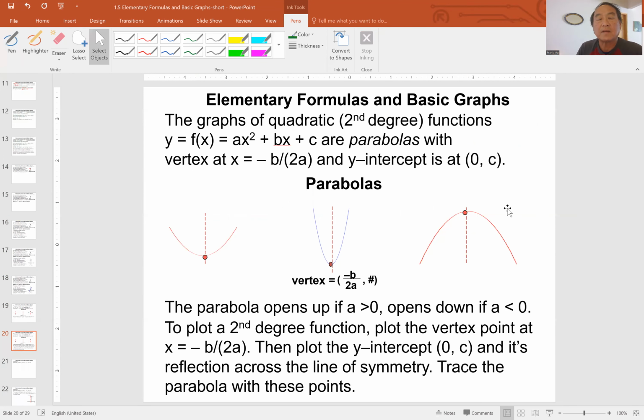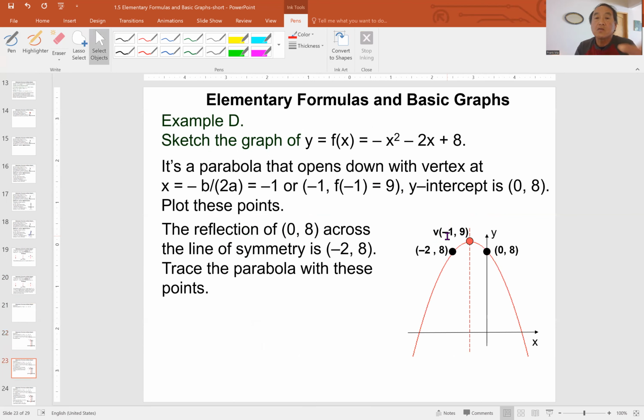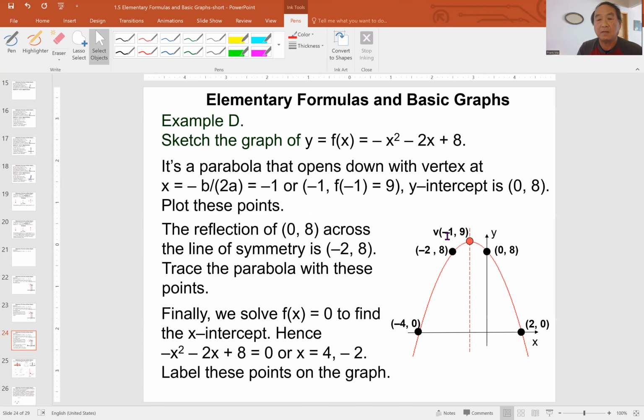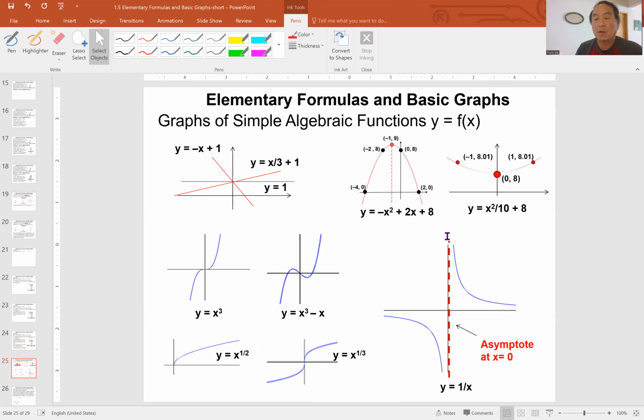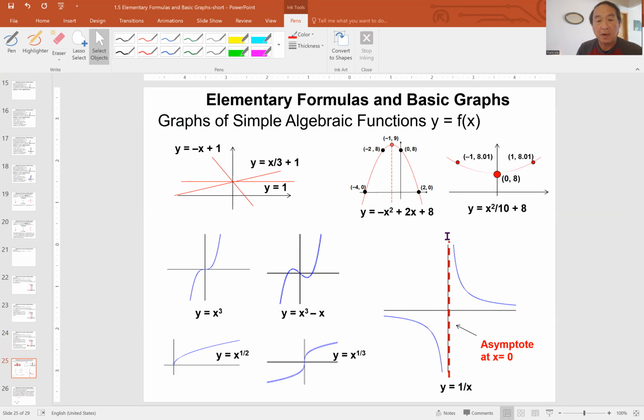For example, to graph this, you graph the vertex, and then I graph 0, 8. Then the other point must be here, -2, 8. Then you connect that, and those 3 points make the parabola. You find the x-intercept by solving for them. This is how you're supposed to graph a parabola, which is important. And these are some basic graphs we use quite often.